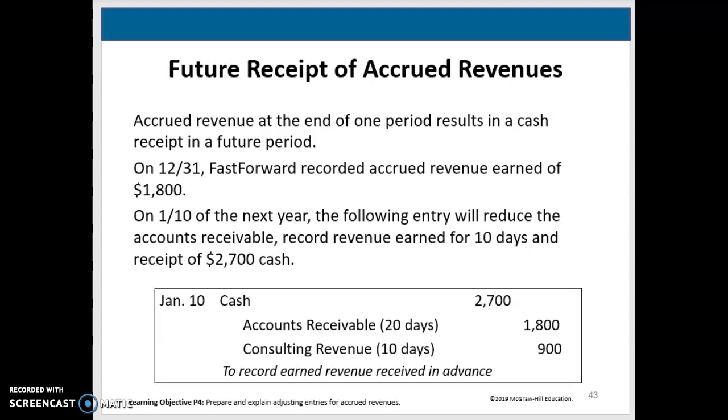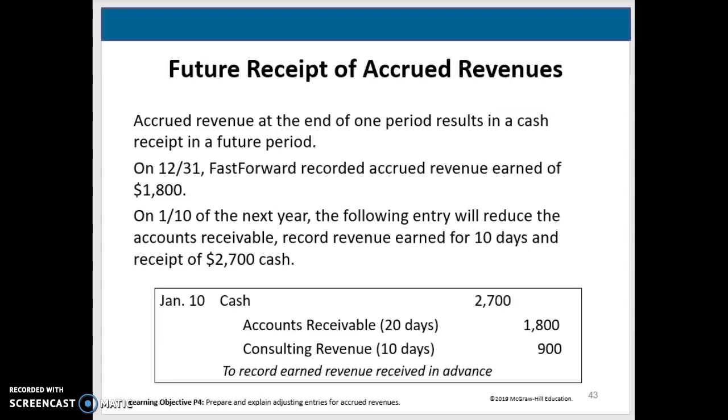So we want to recognize the other revenue that we've earned in the 10 days, and we're going to debit the cash account. So we've earned all of it now. So we've recognized the revenue for the 20 days in December. Now we're recognizing the other 10 days. So they're paying us now. So that's why you see that debit to cash of 2,700.